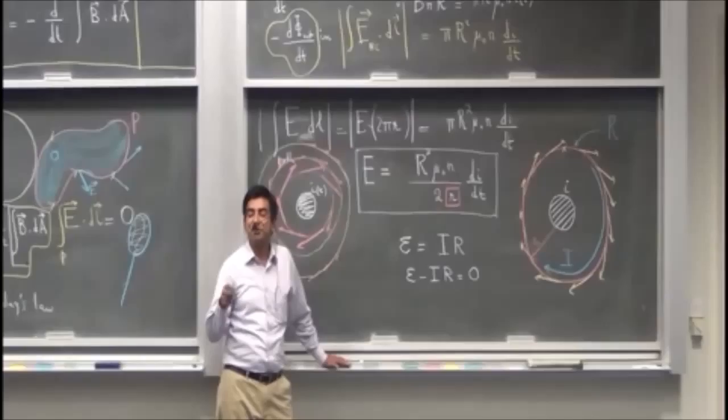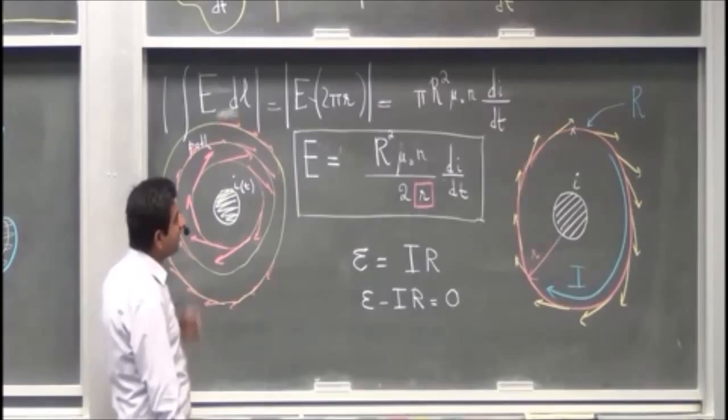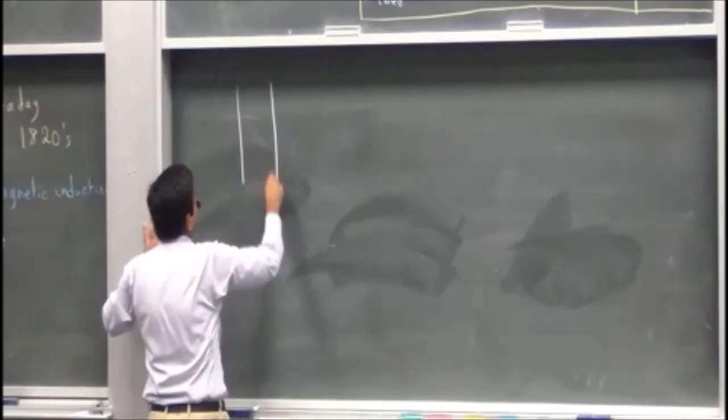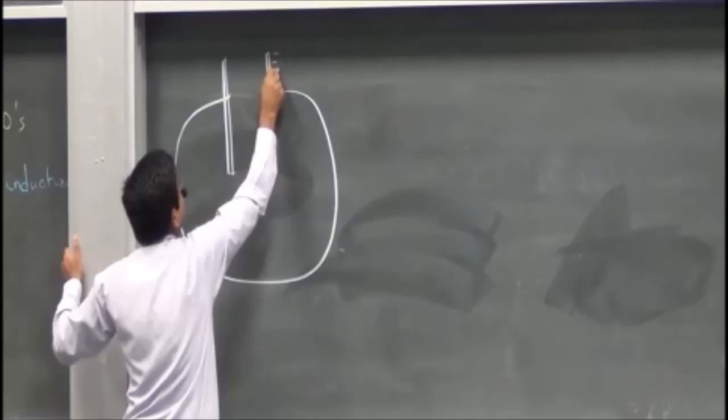Now where is this EMF coming from? Right. This EMF is coming from the changing magnetic flux through the path. Okay. Now what we've noticed is that the integral of E dot dl is non-zero. It's the rate of change of flux. And if I, okay, let me draw a conventional circuit so that I can bring home this idea more clearly. What is a battery?